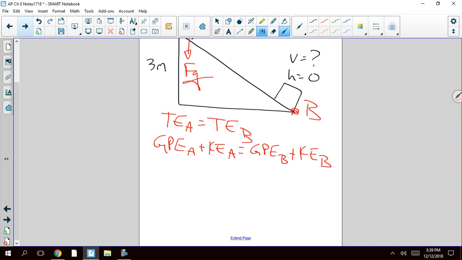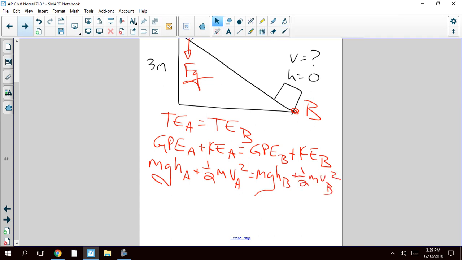All right. Just to make a point, I know that some of these are 0. I'm going to leave them in for a minute just to point something out. So the GPE at A, well, that's mg times the height at point A, plus the kinetic energy, that's 1/2 m times the velocity at A squared. That's got to equal the same thing at B. So mg times the height at B plus 1/2 m times the velocity at B squared. Notice we can factor an m out of both sides of our equation, and all of these m's go away.